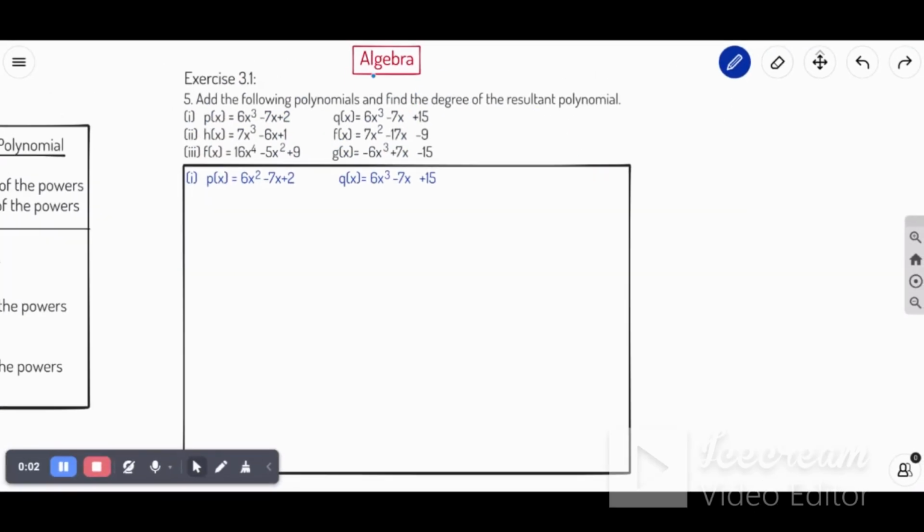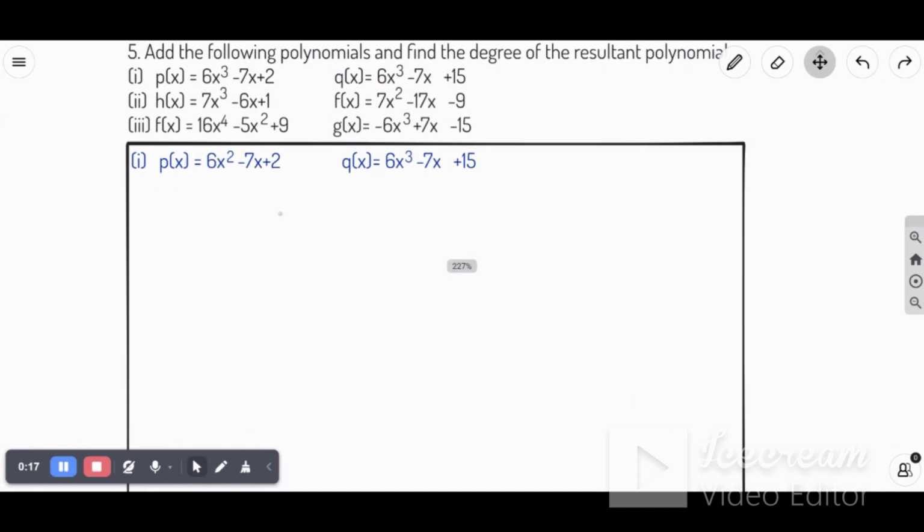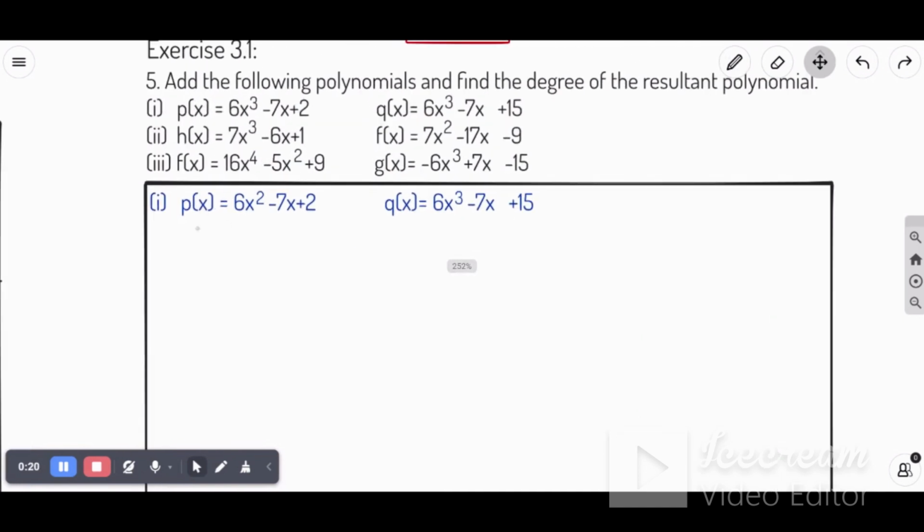Hi everyone. Let us start with algebra exercise 3.1 and question number 5 today. Add the following polynomials and find the degree of the resultant polynomial. First of all, we have to add these two polynomials. Let us start adding the polynomials.